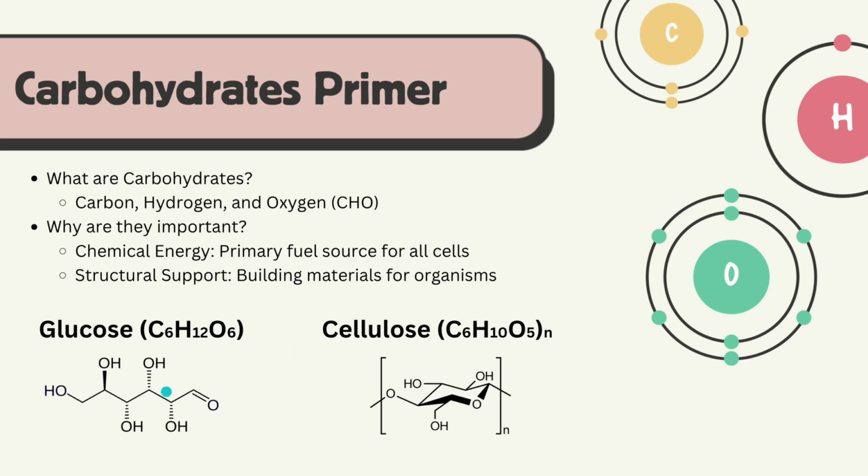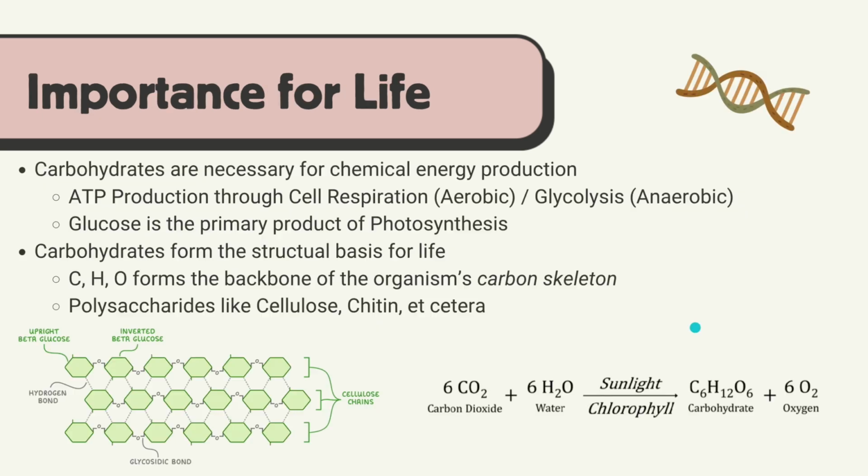Down here we have glucose, which is that monomer that's super prevalent, sort of the main carbohydrate monomer, used in cellular respiration, glycolysis, photosynthesis, very prevalent. And cellulose, which is more of a structural thing, seen a lot in plants. Plants are predominantly cellulose. It's what makes up their structure.